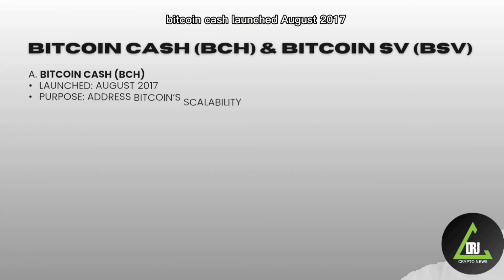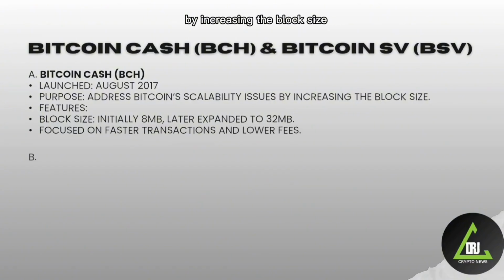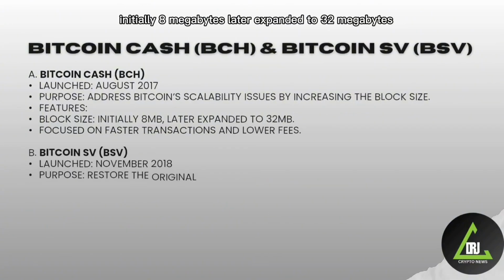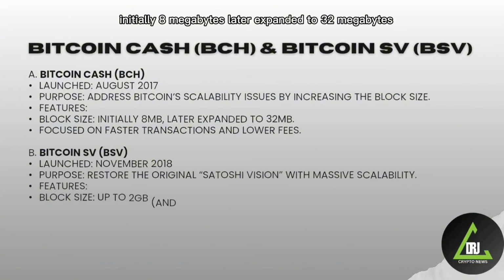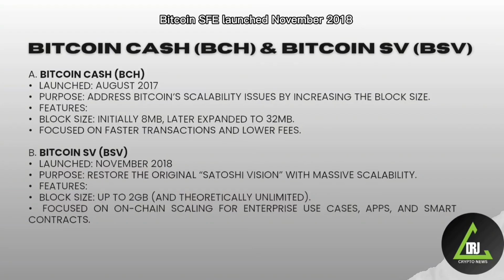Bitcoin Cash, launched August 2017, addressed Bitcoin's scalability issues by increasing the block size, initially 8 MB, later expanded to 32 MB. Focused on faster transactions and lower fees. Bitcoin SV, launched November 2018, to restore the original Satoshi vision, up to 2 GB, and theoretically unlimited, focused on on-chain scaling for enterprise use cases, apps, and smart contracts.